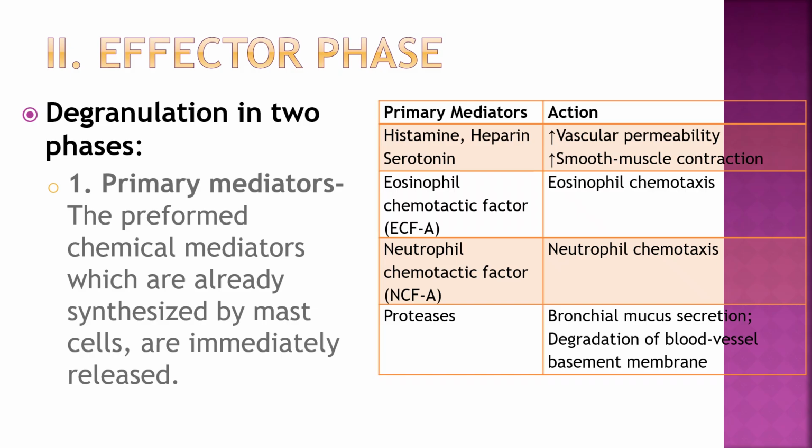Effector phase: degranulation occurs in two phases. First, primary mediators, the preformed chemical mediators already synthesized by mast cells, are immediately released. Examples are histamine, heparin, and serotonin. They increase vascular permeability and smooth muscle contraction. Others are eosinophil chemotactic factor, causing eosinophil chemotaxis, neutrophil chemotactic factor, causing neutrophil chemotaxis, and proteases, causing bronchial mucus secretion and degradation of blood vessel basement membrane.